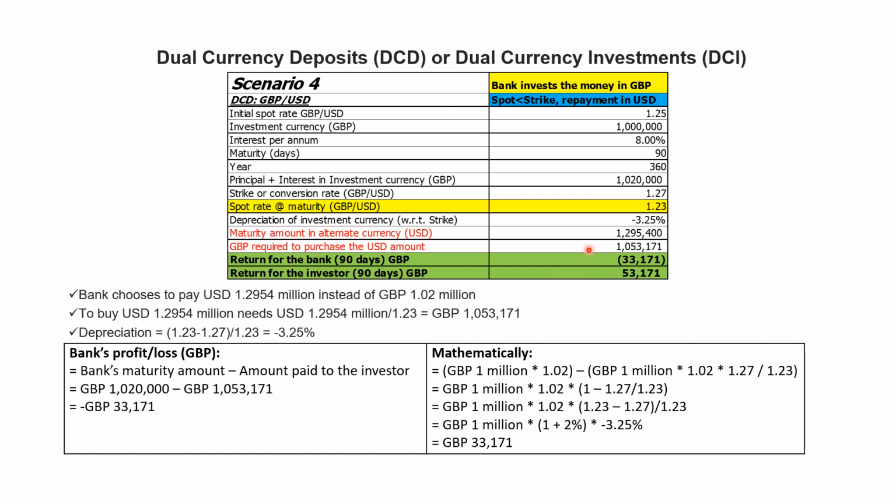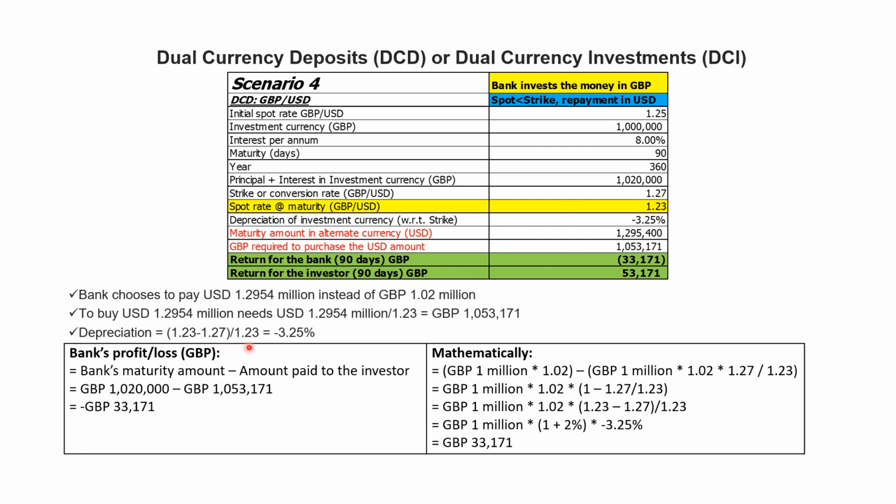Therefore, instead of paying GBP 1.02 million and settling its liability of the contract, the bank will have to in fact pay GBP 1.053171 million. The depreciation is equal to 1.23 minus 1.27 divided by 1.23.